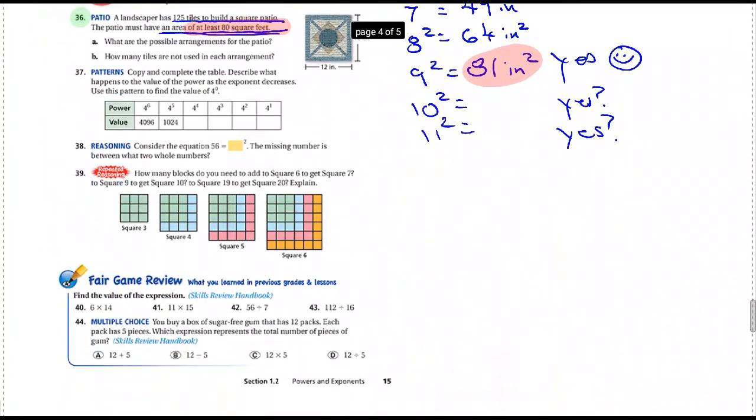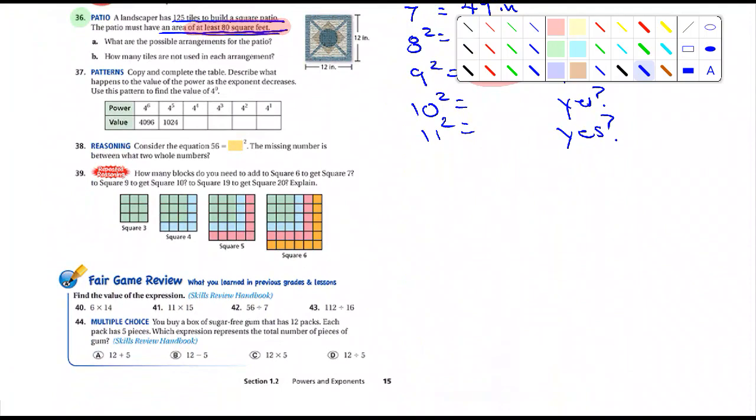Okay, let's move down here, almost done. So let's see here, 36, consider the equation 56 equals something squared. The missing number is between what two whole numbers? So I do want you to answer that one. And then find the value of the expression. In other words, solve it. You can do 40. I'm not worried about 42. And I'm not going to worry about 44. So there you go. All the way up to 40 I want you guys to do.